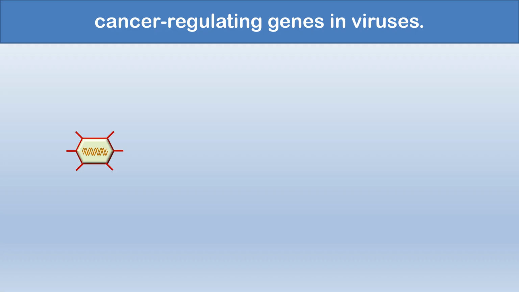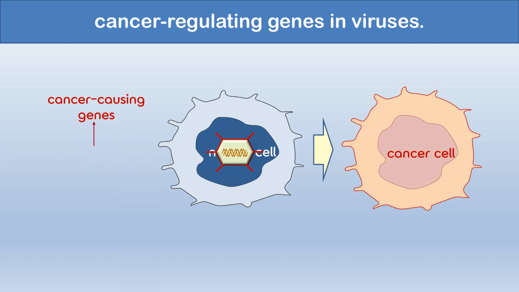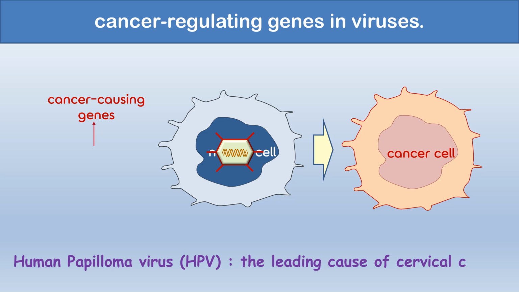Interestingly, cancer-regulating genes are not found only in our own cells, and they can also exist in viruses. Viruses are tiny infectious agents that carry small amounts of DNA or RNA and some proteins. While not all viruses are harmful in this way, some carry cancer-causing genes. When a virus like this infects a cell, it can turn that cell into a cancer cell. One of the most well-known examples is the human papillomavirus, which is the leading cause of cervical cancer.